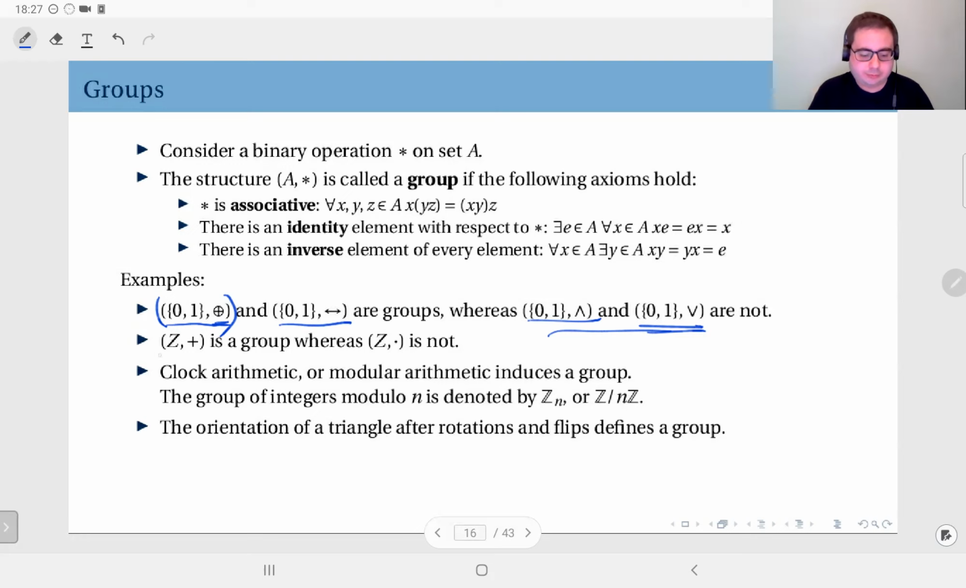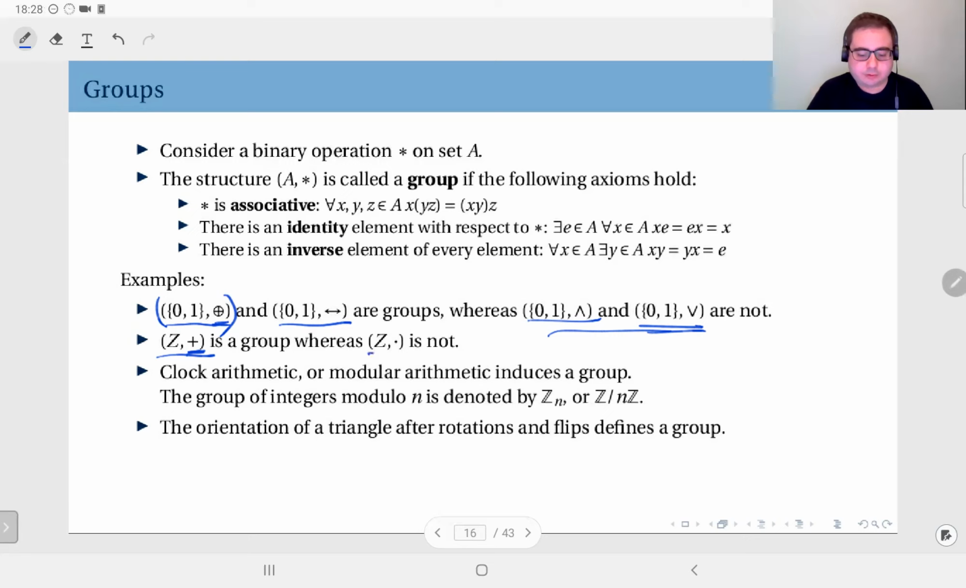Another example is typically the set of integers along with the operation addition. Now, this addition here is the usual addition we know of. It's a group because it's associative, the addition of integers. And we have an identity element, which is 0. And we also have inverse elements for every element. If you have 5, you have -5. If you have -3, you have 3 in the set of integers.